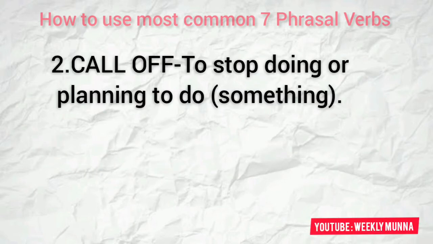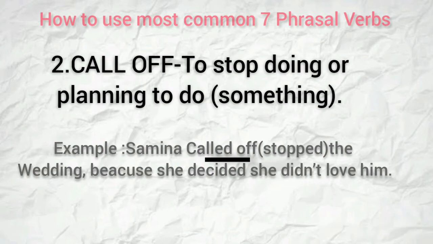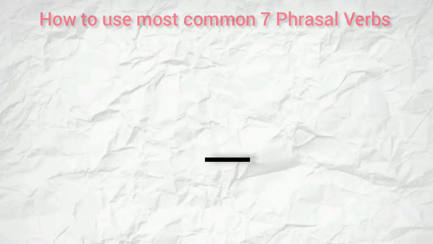Here's the second word, that is call off. That means to stop doing or planning to do something. Here's the example: Shamima called off the wedding because she decided she didn't love him. Instead of called off, we can also use stopped. So Shamima stopped the wedding because she decided she didn't love him.